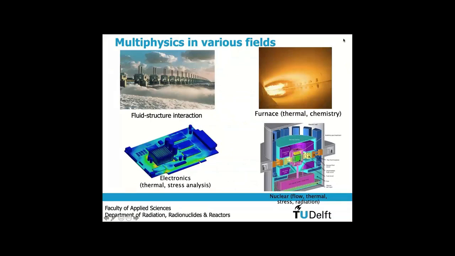So multiphysics in general, you see it everywhere in all kinds of fields. On the right bottom, of course, there's nuclear, which we're talking about today, but certainly not only in nuclear. On the top left, for instance, is one of the Dutch Delta works. Fluid structure interaction, of course, plays a big role there. So the computation of the fluids and also the pressure exerted on the structures. Right top, a furnace, where you have both chemistry and thermal issues playing a role. Left bottom, electronic simulation. There thermal and stress analysis play a big role. So it is really a widespread area, but we are of course mostly interested in the nuclear part.